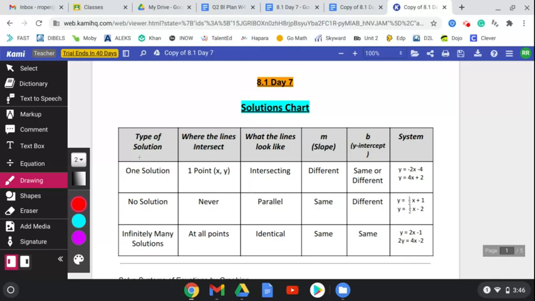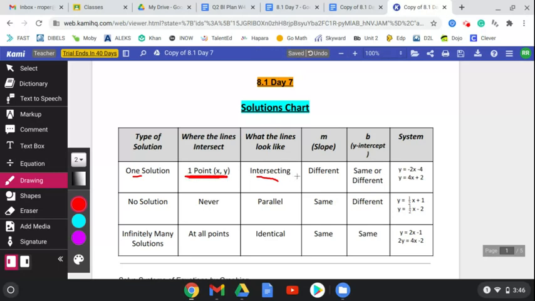Okay, so there are three types of solutions we can have with a system. The first type is we can have one solution. If there is one solution to the system, that means there is only one point, one XY ordered pair that satisfies the system. That is a solution to the system. And so what will these lines look like on the coordinate plane? They will be intersecting lines. Okay, they'll be lines that cross at one point. All right, so if there is only one ordered pair that works in both equations, that is one solution.